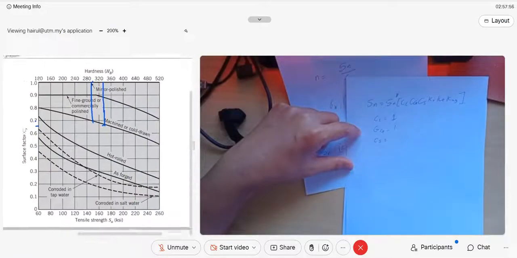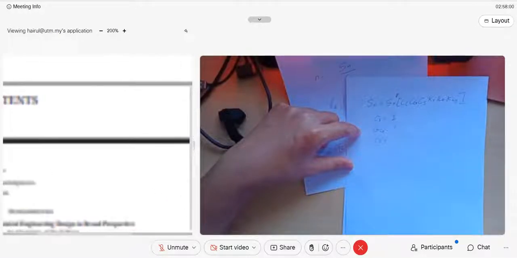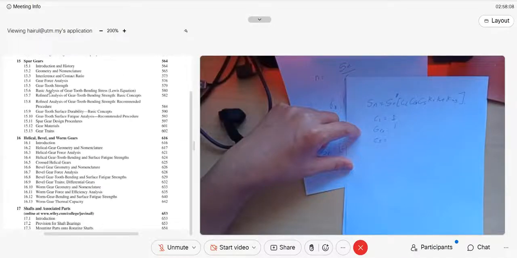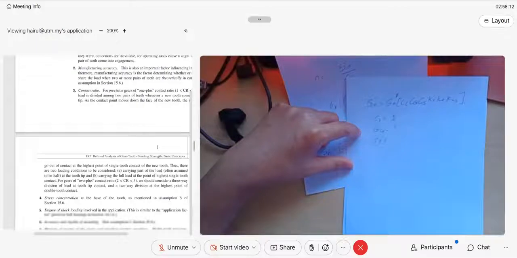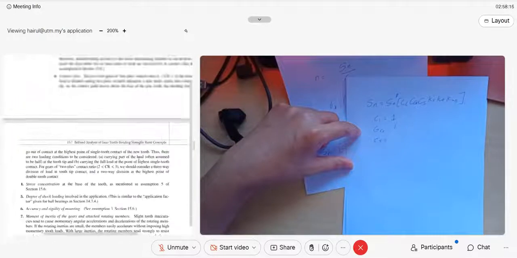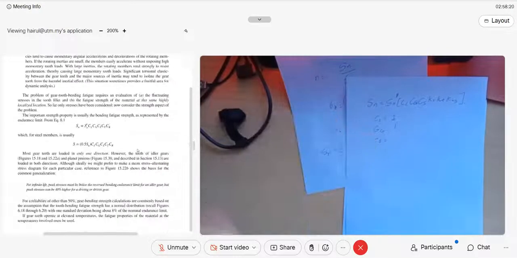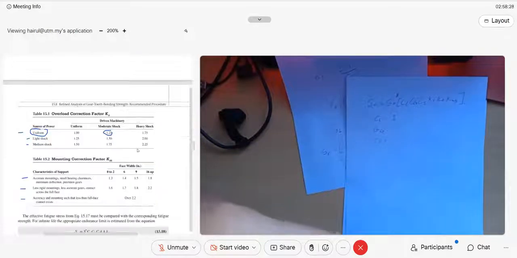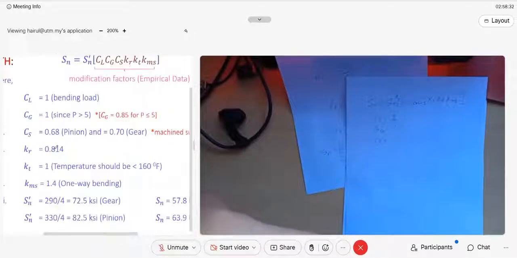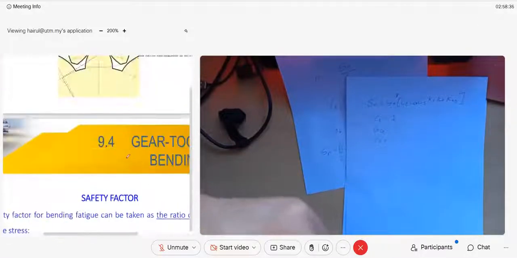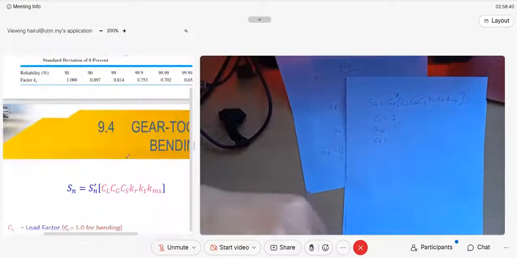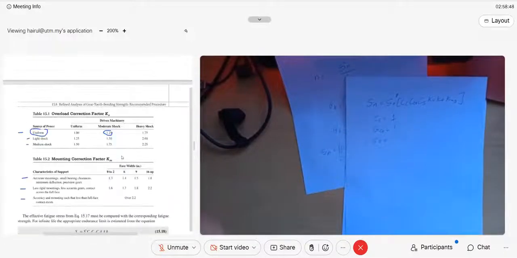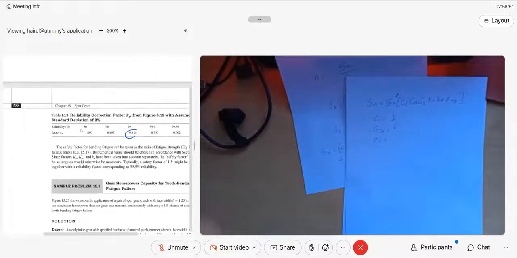Because from your table in chapter 15, KR is from table 15.3. Where is it? It's in this table, page on your textbook.